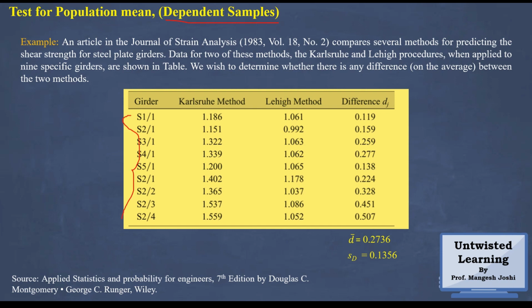So you have a total of 9 samples and you have their values for these two methods. So we have to calculate the difference. This is the difference, which is called dj, between these two methods. For the dependent sample case, you have calculated the d bar, that is the mean difference, by the summation of these values divided by the number of samples, that is 9. And similarly, you have calculated the standard deviation of the sample difference, that is 0.1356.